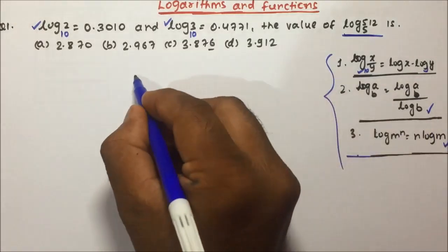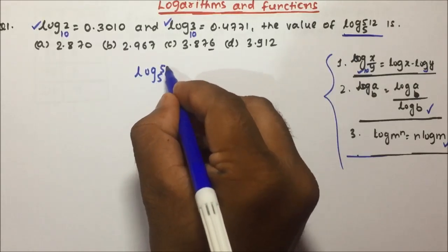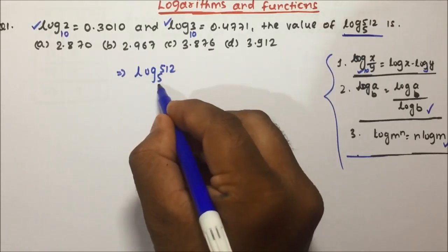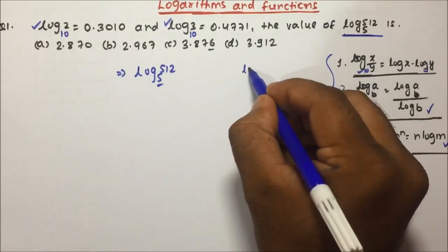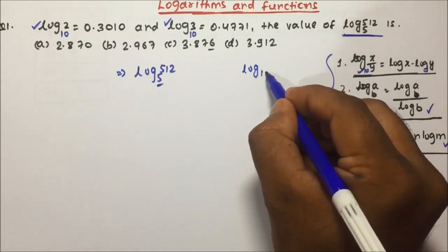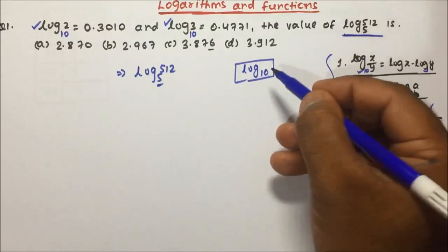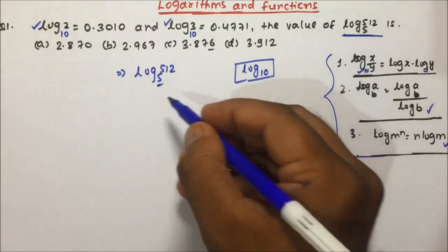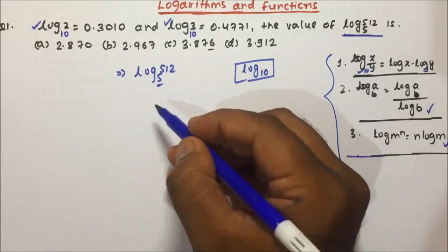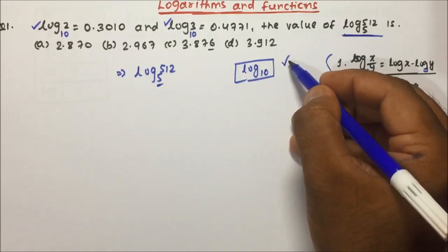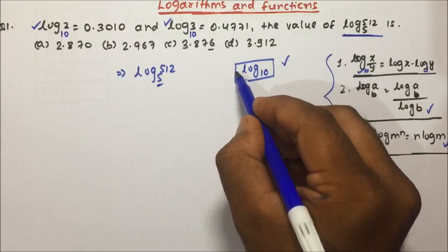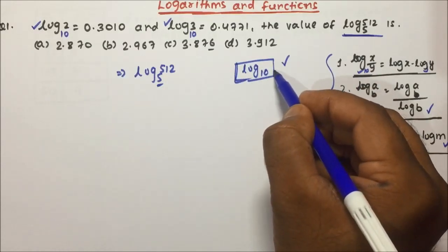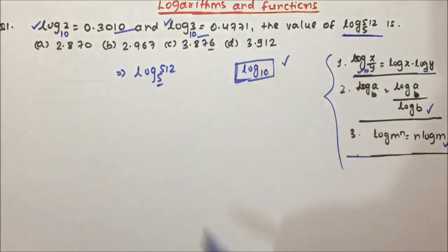Now we have to find out the value of log 512. So friends, see here the base is 5. We will try to make the base 10, and then our question will be easy. Otherwise it is difficult to solve the question, because for other bases we need the log table. If the question is given in the exam without the log table, then it is understood that we can easily convert it to base 10, and that is the only reason they have given the values of log 2 and log 3.